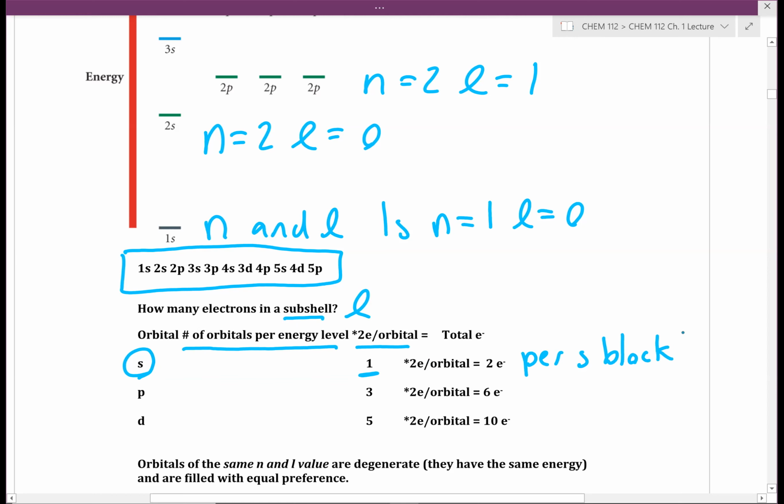Okay, so let's repeat this process for our p orbitals. So for l equals 1, as we discussed previously, how many unique orbitals do we have? As we look at this picture, how many unique p orbitals do we see? 3. So we have 3 orbitals times 2 electrons per orbital gives us 6 electrons for the p block.